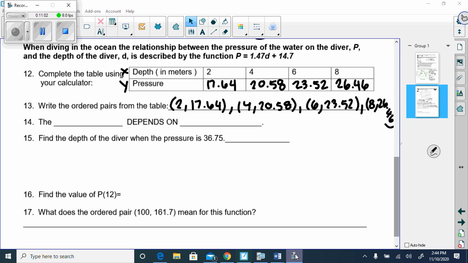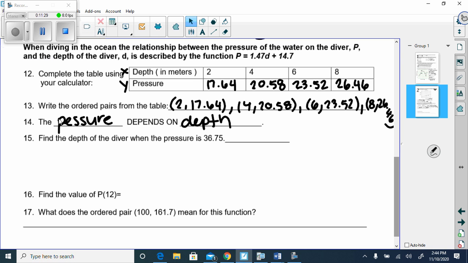Okay. Then it says the blank depends on blank. Good. Very good. Oops, I don't know why I just put depends there. On depth. Which makes sense, right? The deeper I go, the more the pressure will be.